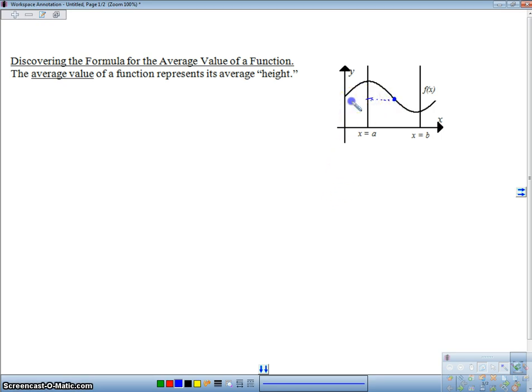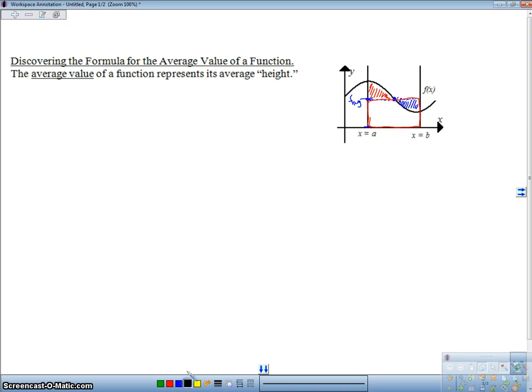So this average value from here to here, this height, we can figure that out by looking at this. Basically this area here cancels out with this area here. And so the area of this rectangle is going to be equal to the area under the curve, this whole area under the curve, because we can cancel these out.